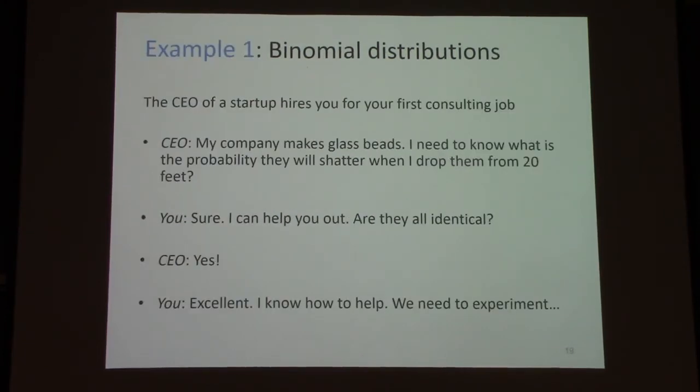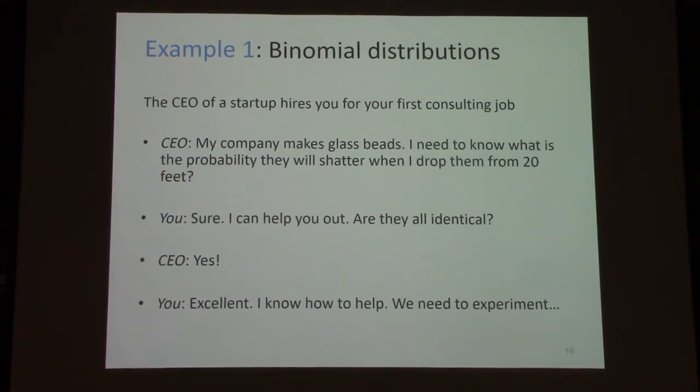Say you have done your class and then you decide to become a machine learning consultant for a local startup. This company makes glass beads, and they want to know the probability that the beads will break when you drop them from 20 feet. Of course, the first question that you ask is, are they identical? Meaning, are they identically distributed? Of course they are. I mean, they have an excellent manufacturing process.